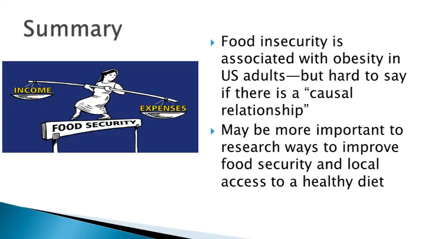So in summary, I would say that there is evidence in the United States that food insecurity is associated, although we don't know exactly if it's a causal relationship, because poverty can drive both food insecurity as well as obesity. And I would say also that at this point, instead of encouraging people to go out and try to prove that food insecurity is related to childhood obesity, I think it would be a better use of time and resources to find ways to improve food insecurity and how to get access to a healthy diet available to everyone. So those are my comments for this.